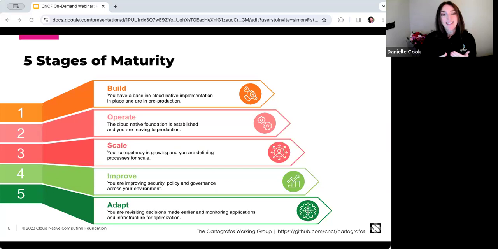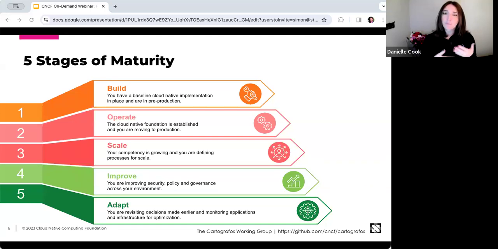Level three is all around scaling. So this is where across your organization, your team understands cloud native. You have seen the benefits in the previous levels, and now you want to scale it across the organization. So that could be scaling it across many apps. It could be having more people understand what it is, but it's all about helping you use cloud native to benefit your business.